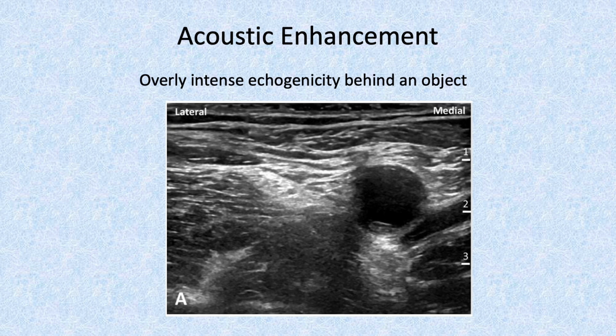Acoustic enhancement. Sometimes you have an overly intense echogenicity behind the object. For example, this is a femoral nerve, but underneath here there's an acoustic enhancement below the femoral artery.